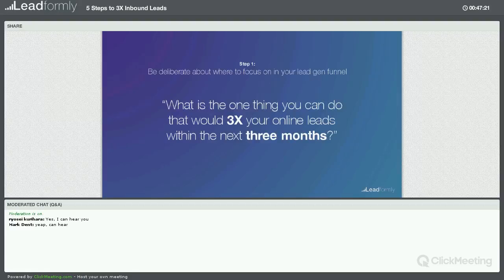funnel. And I think being deliberate requires us to ask a really good question that is going to generate good answers as a result. So the question I'm proposing, and I'd encourage you to think about, is: what is the one thing that you can do that would 3x your online leads within the next 3 months? The specific amount and duration doesn't really matter, but more the concept of what are the things that are going to have a significant amount of impact within a short space of time. That's what I want to think about on this webinar and explore with these examples.